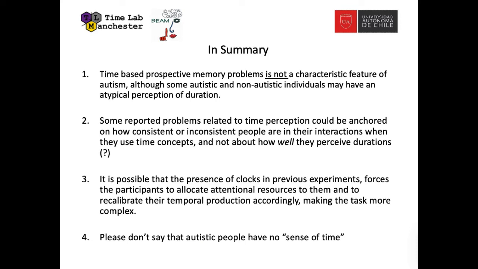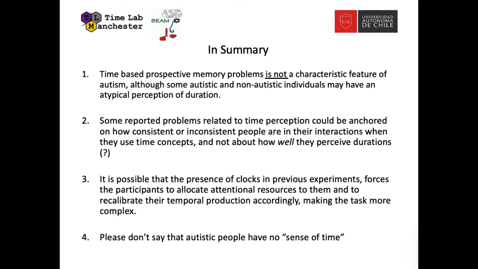In summary, time-based prospective memory problems is not a characteristic feature of autism, although some autistic and non-autistic individuals may have atypical perception of durations. Some reported problems related to time perception could be anchored on how consistent or inconsistent people are in their interactions when they use time concepts and not about how well they perceive durations.